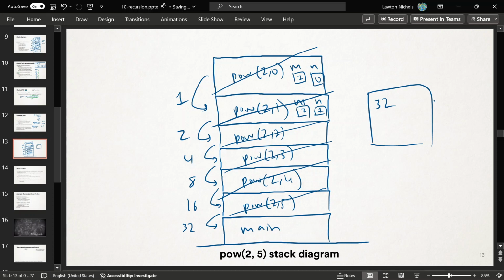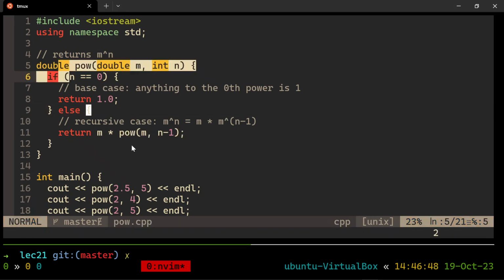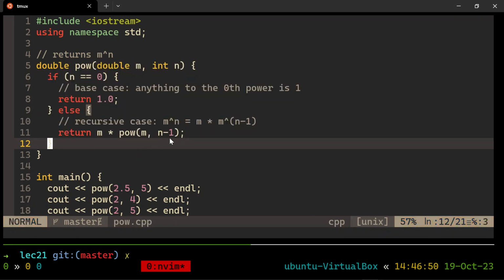Does that make sense? Now that's working its way down to the base case. We need to stop eventually. And then building the answer back up using the recursive rule. Now everybody's happy.